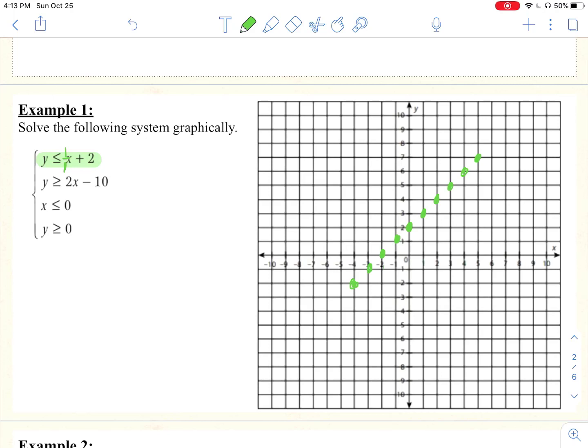Because this is a less than or equal to sign, I know I'm going to use a solid line. Also, because this is a less than or equal to sign, I know I'm going to shade below my line to represent my solutions.